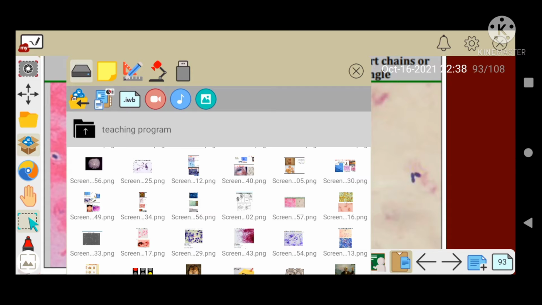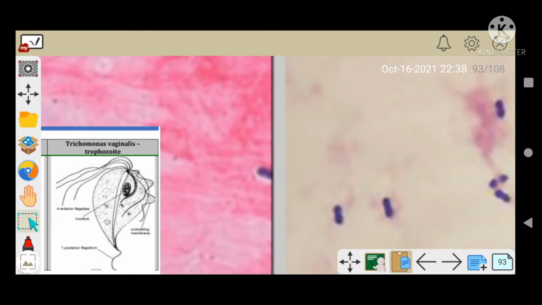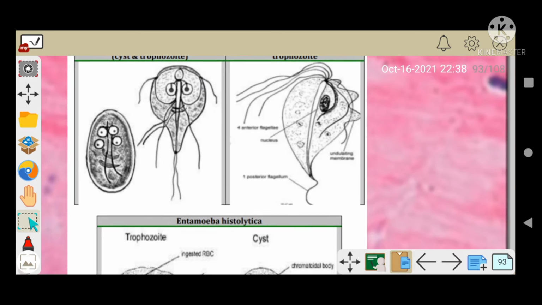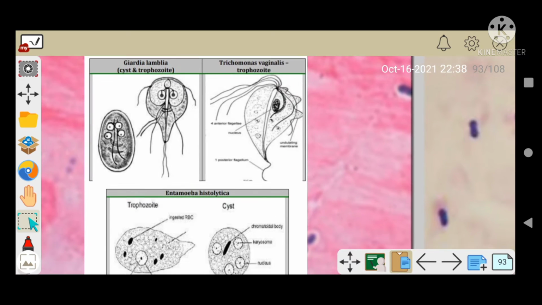Okay, so next is this one. Okay, let's take this one. So I took this one. See, Giardia lamblia. So this we have discussed, cyst and trophozoite. The cyst is quadrinucleate, 4 nucleus, right? Trophozoite, see this pattern. Trichomonas vaginalis, strawberry vagina will be there.